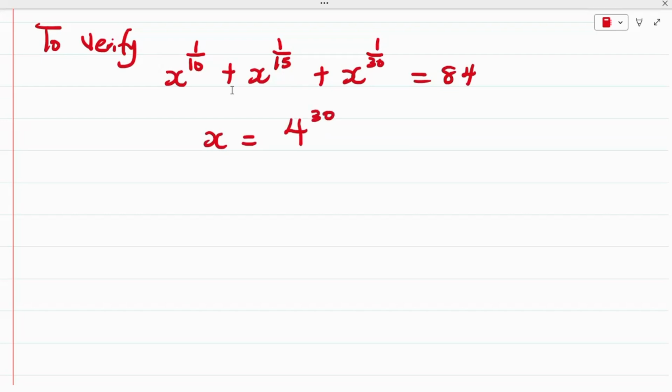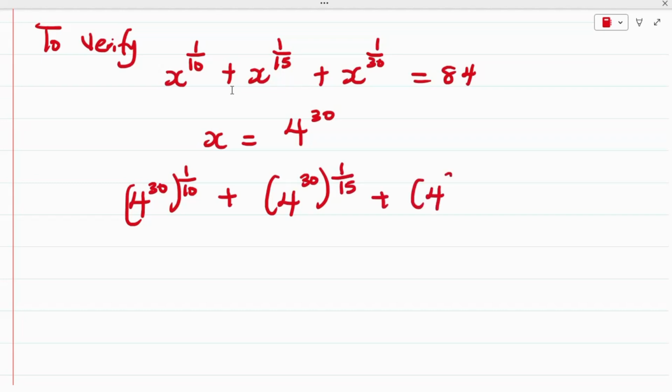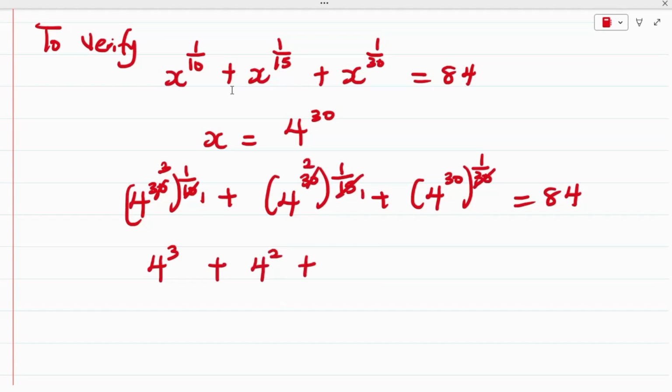So from here we have 4 raised to the power of 30 multiplied by 1 over 10, plus 4 raised to the power of 30 multiplied by 1 over 15, plus 4 raised to the power of 30 multiplied by 1 over 30, and this is equal to 84. 10 into 30 is 3, so we have 4 raised to the power of 3, plus 15 into 30 is 2, so we have 4 raised to the power of 2, plus 30 into 30 is 1, so we have 4 raised to the power of 1, and this is equal to 84.